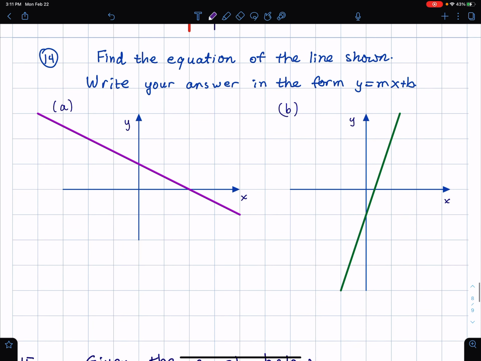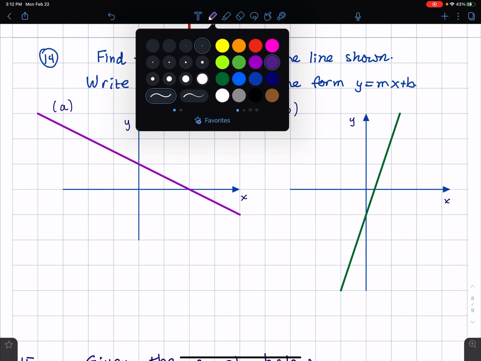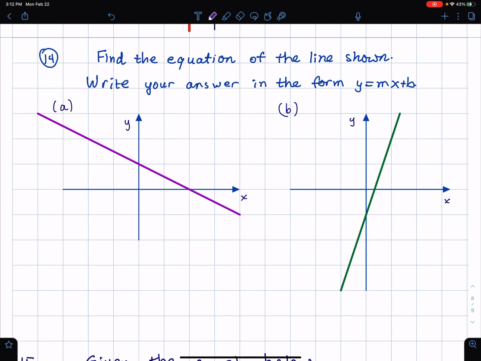Here we find the equation of the line shown. Your answer in the form y equals mx plus b. All right, now maybe it's not the very best question. I'm the one who made it up because I didn't label these lines here, these grid lines, but they're meant to be just as I'm showing here.